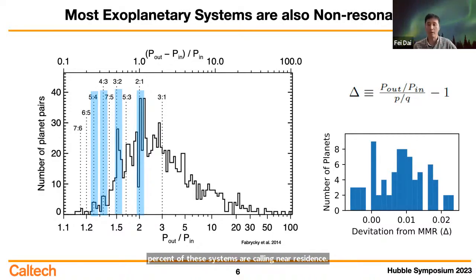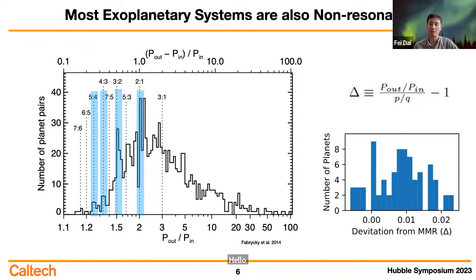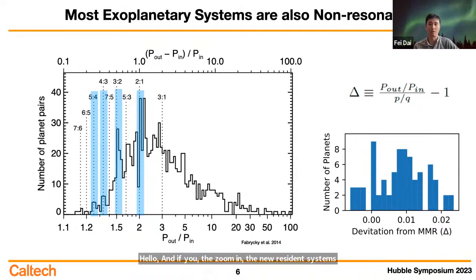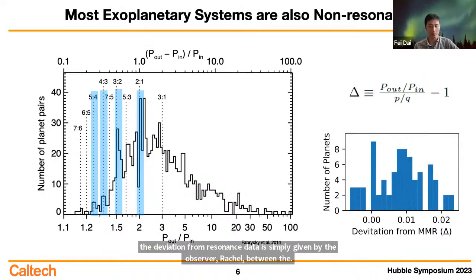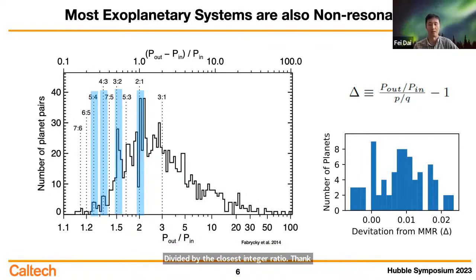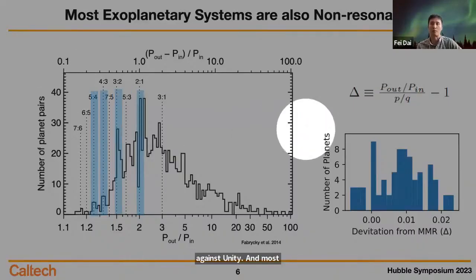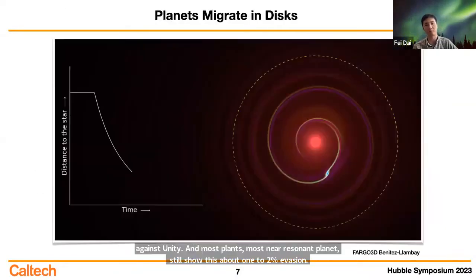And if you further zoom in on the near resonance systems, they still show about 1% deviation from perfect resonance. Here, the deviation from resonance delta is simply given by the observed period ratio between neighboring planets, divided by the closest integer ratio, P over Q, and you normalize against unity. And most near resonant planets still show this about 1 to 2% deviation in the histogram on the right. Okay, that is observation.